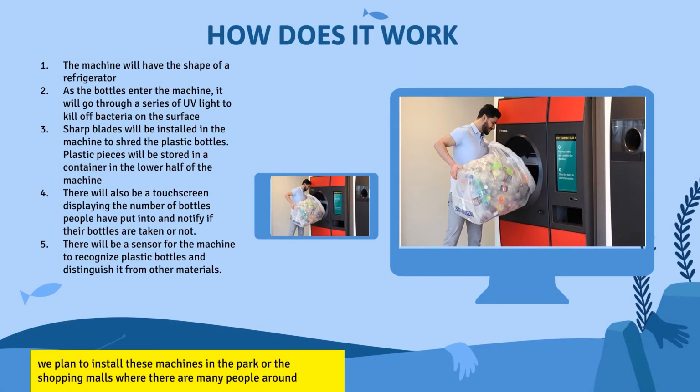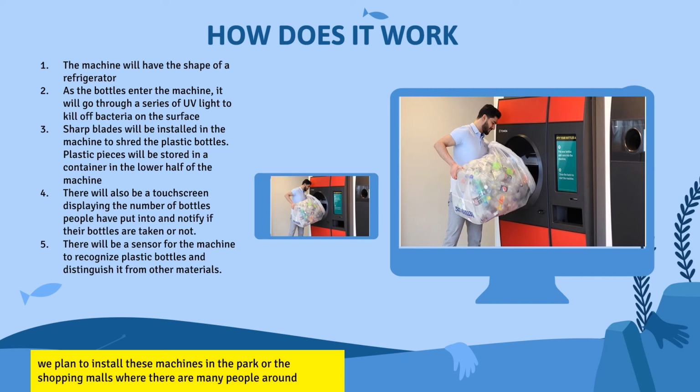The machine will have a refrigerator-like shape. The machine will have a container on the lower half of it. Under the lower half of the machine, there will be a shredding machine in order to shred plastic bottles into pieces to make room for more plastic. There will also be a touchscreen displaying the number of bottles people have put in and notifying them whether their bottles are accepted or not. As the bottles enter the machine, they will go through a series of UV lights to kill off any bacteria on the surface and then get to the container.